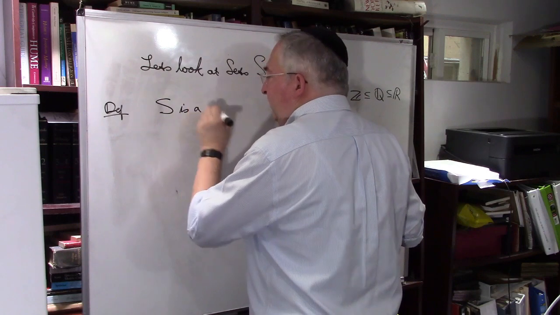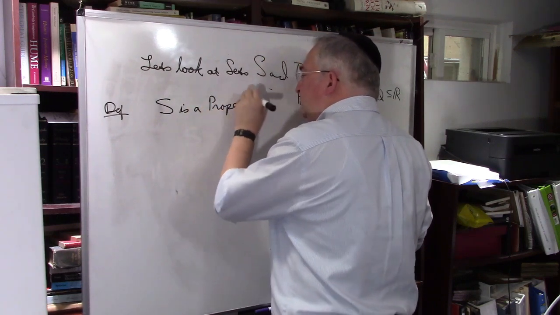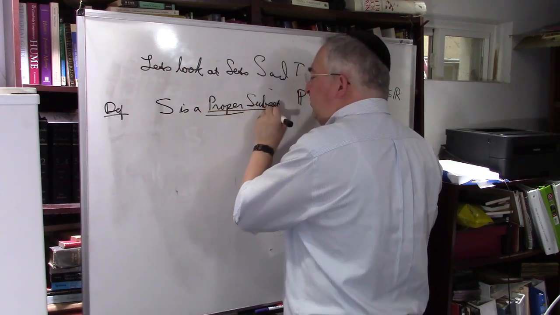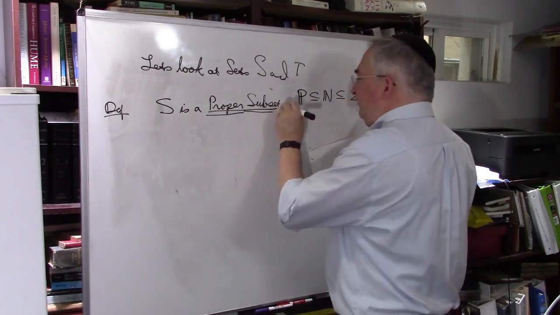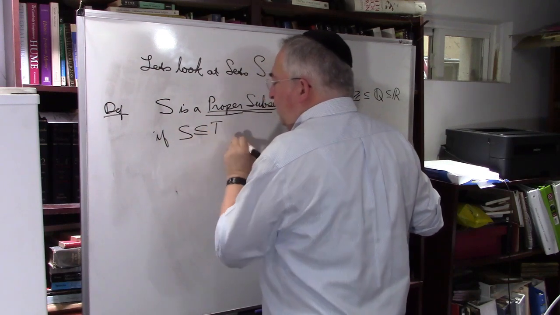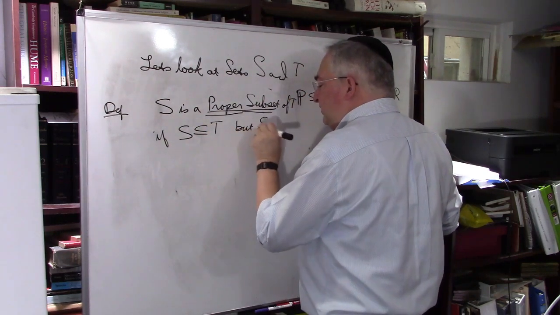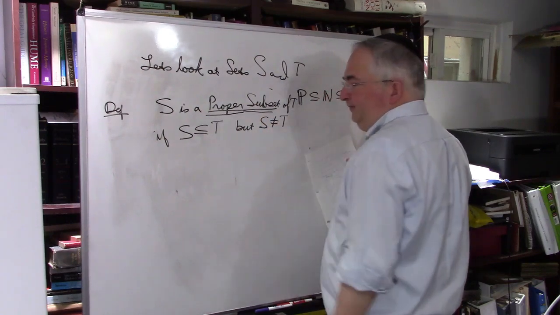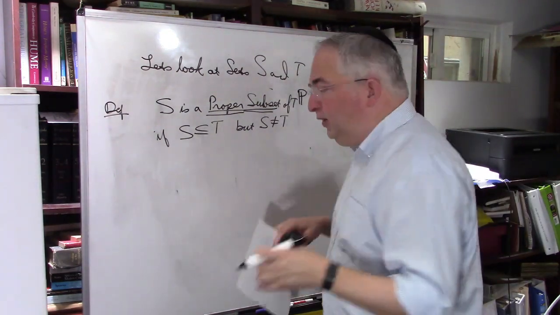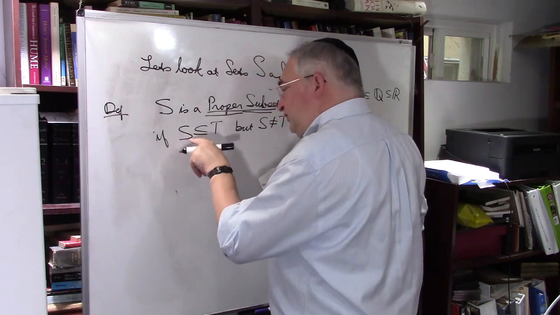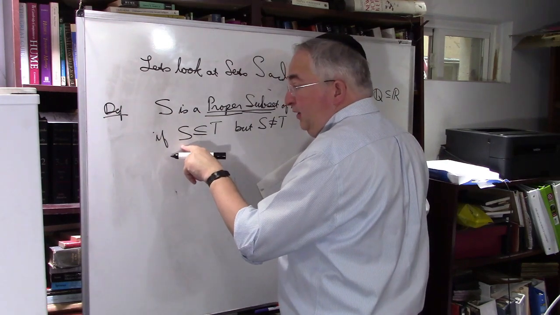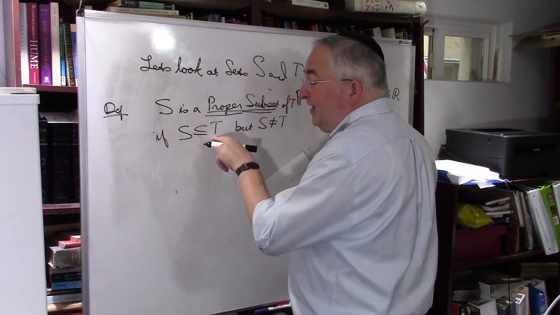S is a proper subset, so that's a special type of subset, of T if S is a subset of T, but S is not equal to T. Okay, proper subset means really smaller. In other words, every element of here is in here, but not every element of here is here. So that means this is really big. This contains elements that are not in it.